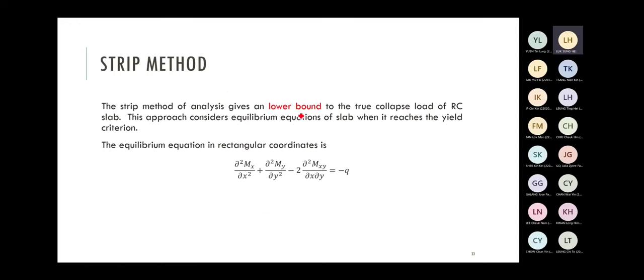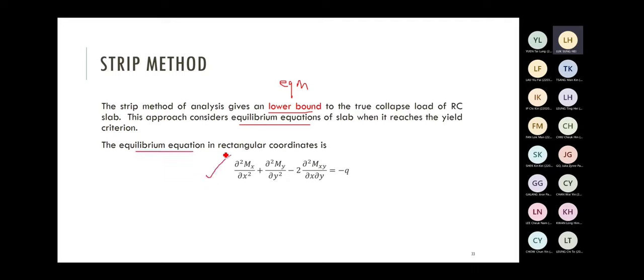Then what is the lower bound theorem? For the lower bound theorem, on the other hand, we consider equilibrium conditions. Based on the equilibrium conditions, based on the moment diagram, you can work together with the yield conditions to find out the collapse load. We introduced that in topic 11 already for beams. For a slab, you can also follow the same way. But for a slab, the equilibrium equation will be much more complicated, something like this.